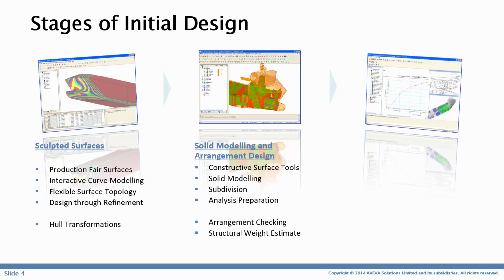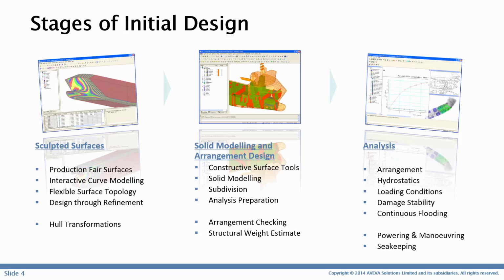At this stage, really what you're thinking about is preparing your geometric definition for analysis. The tool features some checking tools to check your arrangement, to check where you have accidentally double counted certain areas of volume or you've got a gap. You can also use the surfaces to do a very initial estimate of your light weight. When you're ready, you can move your data then into the calc tool.